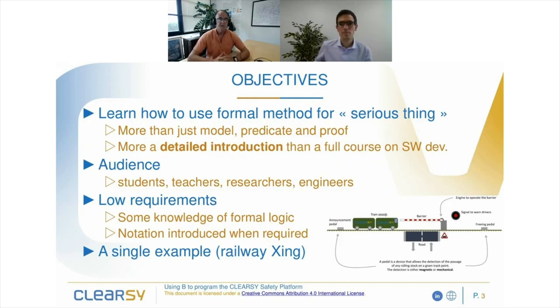The objective today is not a course on B, it's not a course on the B method, it's more how to use formal methods for serious things. So we have a large audience: students, teachers, researchers, engineers, and we would like to please everyone, and we will try to share as much knowledge as possible. You will require some understanding of formal logic and software development as well. And we will see all of these through a single example, a railway level crossing.